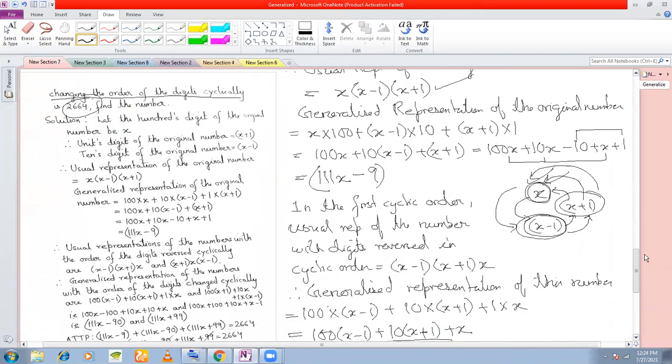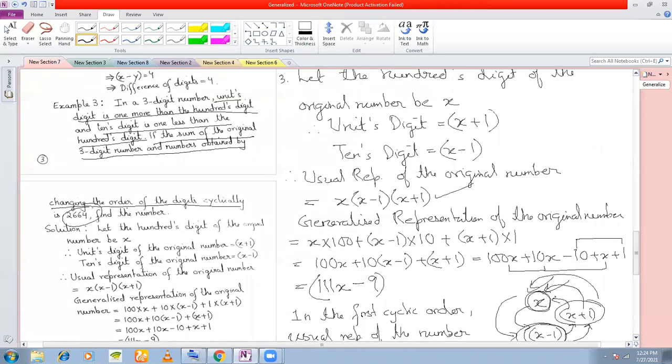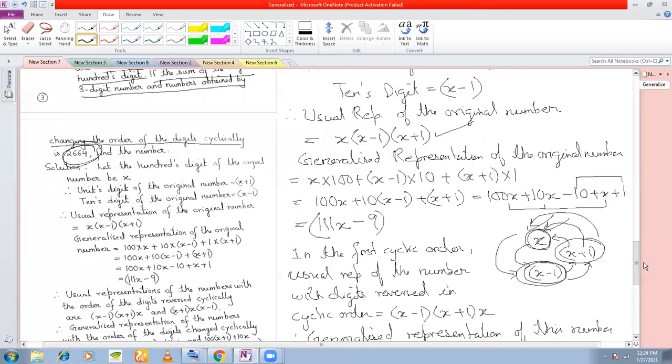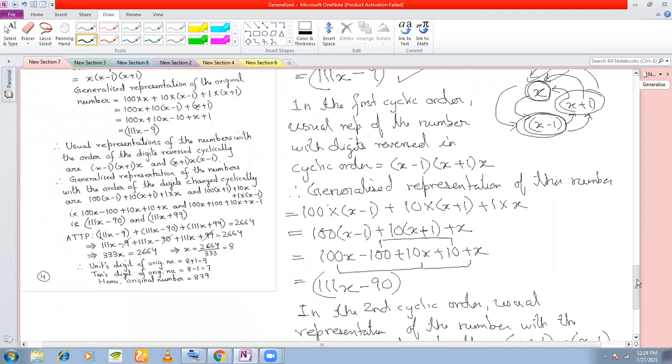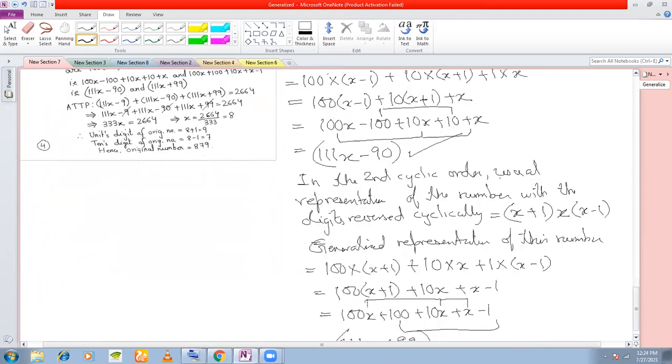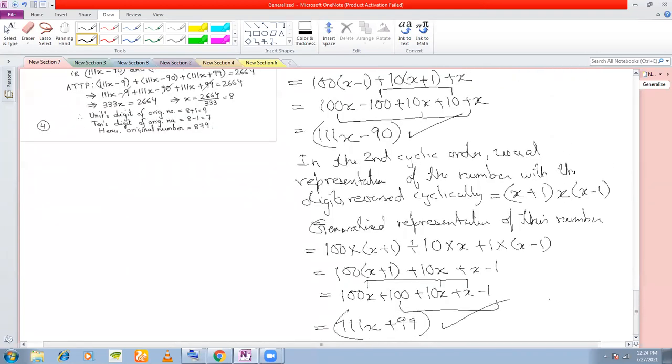Now you see what the condition given here is. The condition given here is that the sum of these numbers is 2664. So this number here, this number here, and this number here add up to 2664. So we'll get an equation in x which we'll solve to get the original digit, which I'll solve in the next class tomorrow. Okay, so I'll stop here.